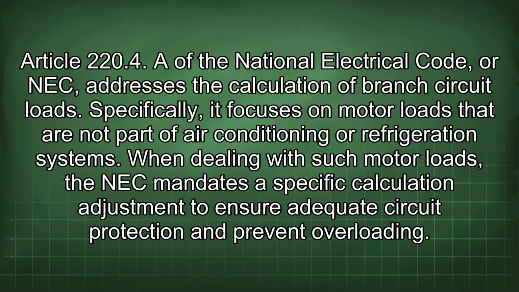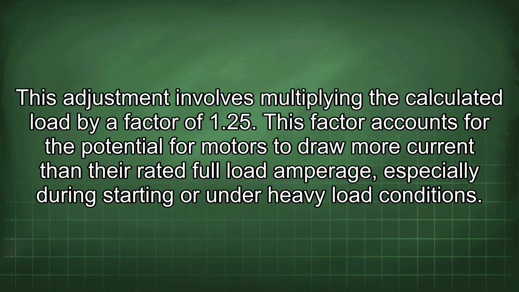Article 220.4 of the National Electrical Code, or NEC, addresses the calculation of branch circuit loads. Specifically, it focuses on motor loads that are not part of air conditioning or refrigeration systems. When dealing with such motor loads, the NEC mandates a specific calculation adjustment to ensure adequate circuit protection and prevent overloading. This adjustment involves multiplying the calculated load by a factor of 1.25.